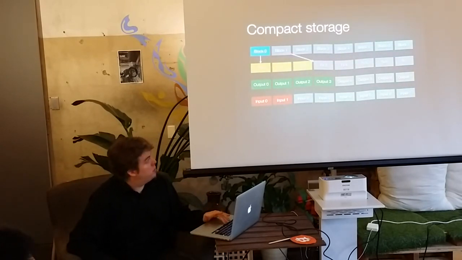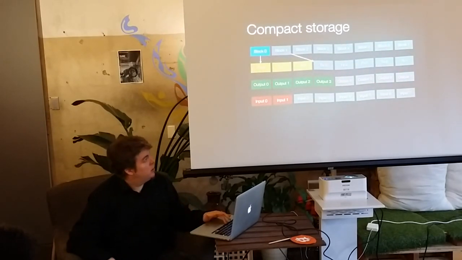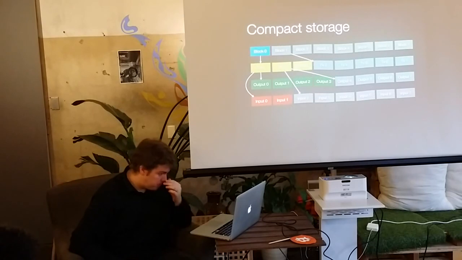We can do the same for the outputs. Each transaction points to the first output and input it has, and the next transaction points to its first, and we can get the same sort of information out of that.